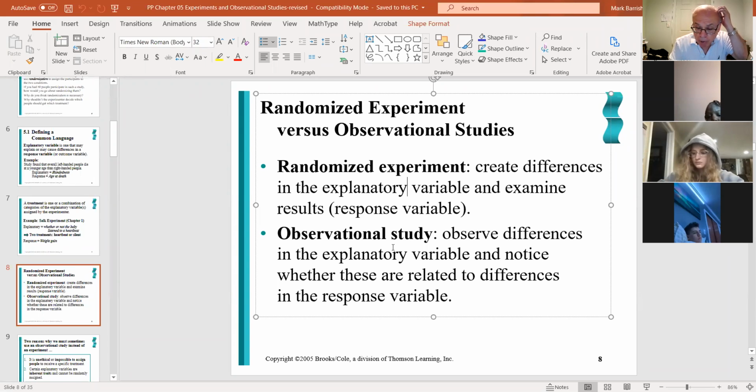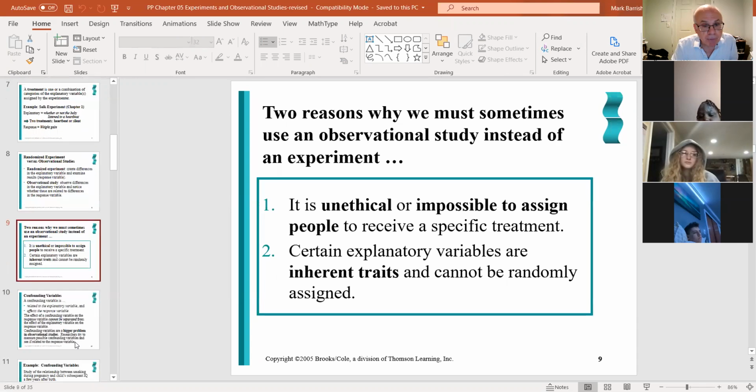But in an observational study, since you are observing the differences in the explanatory variable and not controlling for other types of variables that could be causing changes in the response variable, then we cannot talk about cause and effect. We can say that there's a relationship or an association between the explanatory variable and the response variable. Maybe we can use the word they're correlated, but we cannot say that the explanatory variable is controlling or causing the response variable. All right, so that's a key difference.